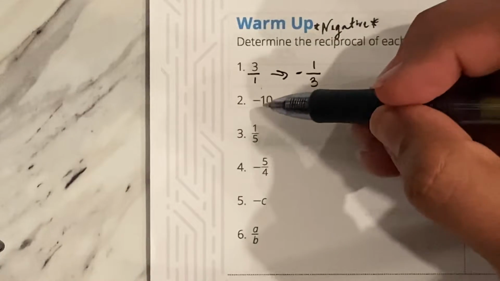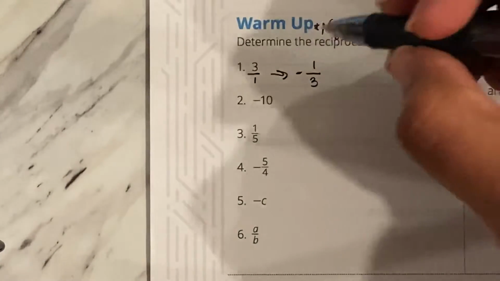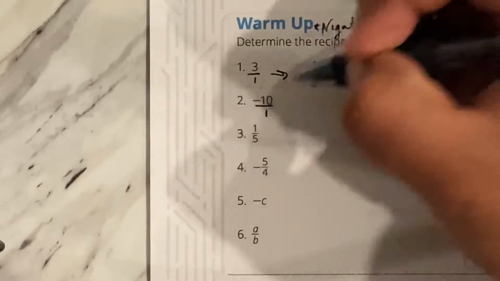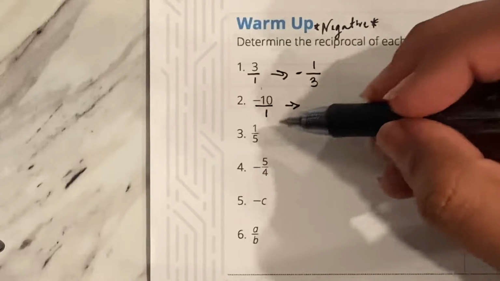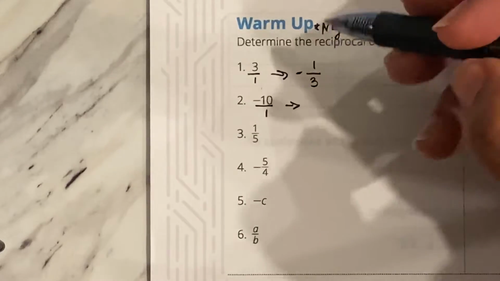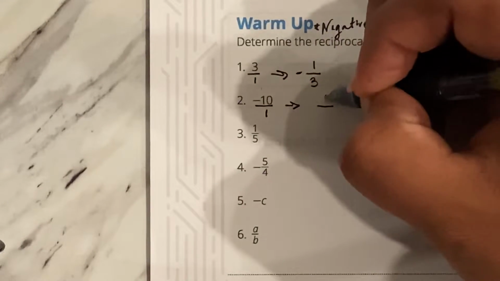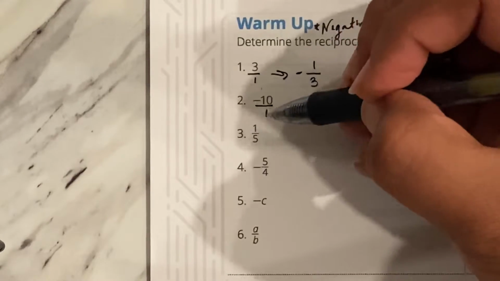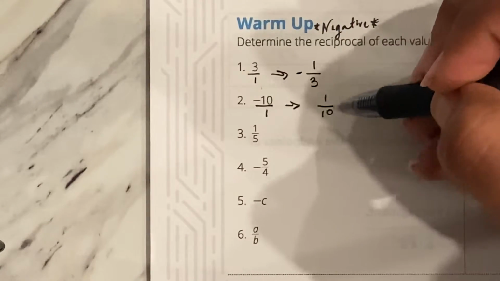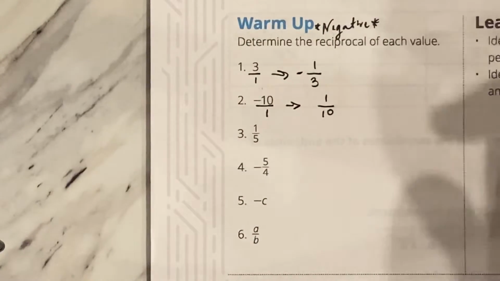Number 2, negative 10. I need it as a fraction. Put it over 1. Changing the whole fraction, so coming all the way around, 1 over 10. This is the tricky part. It's going from a whole negative to a whole positive, so we're done like that.